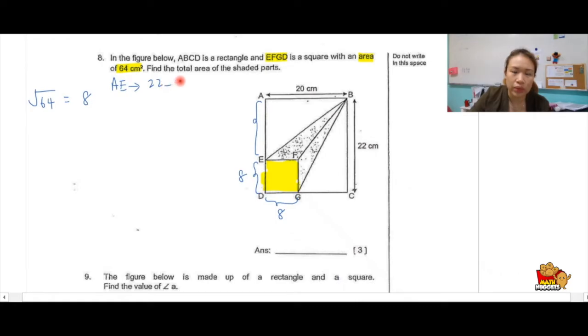22 minus 8, which is 14. The length of GC would be 20 minus 8, which is 12.